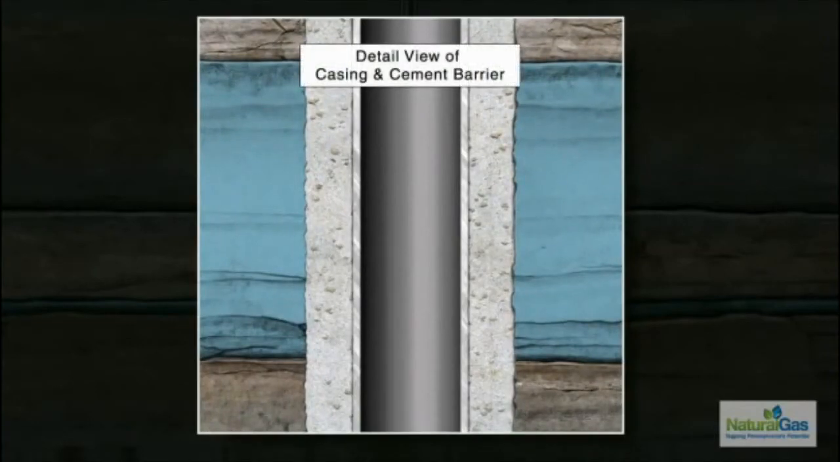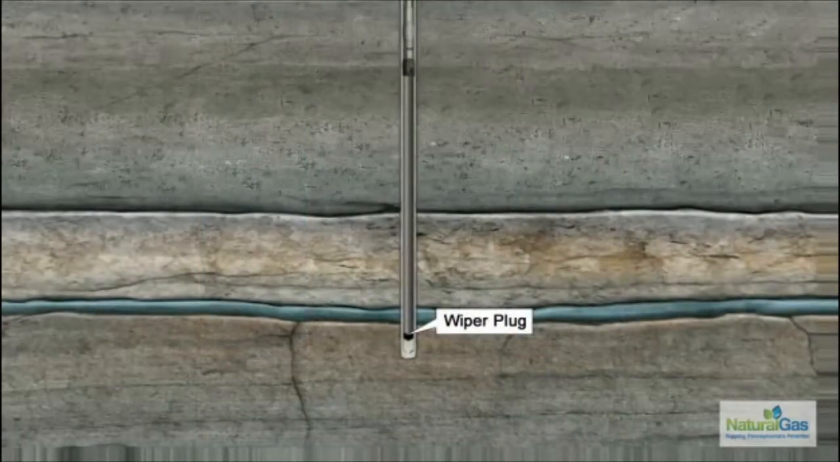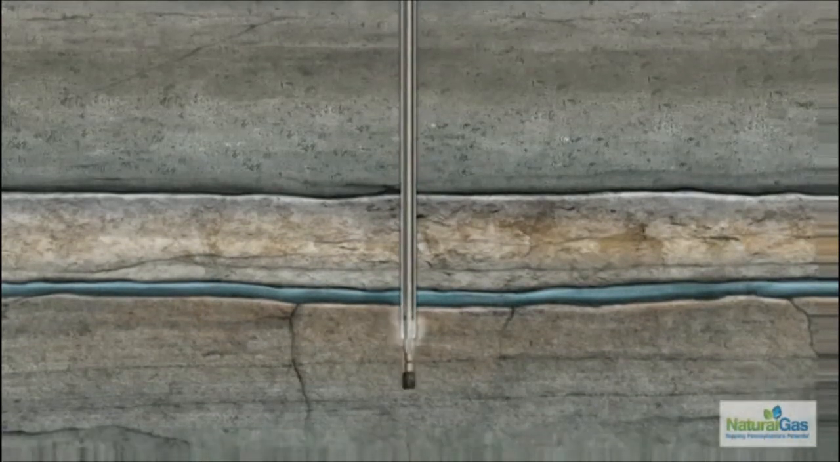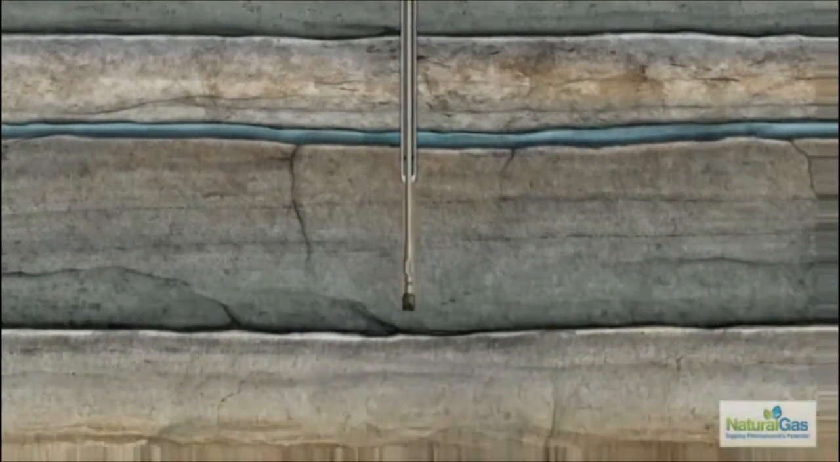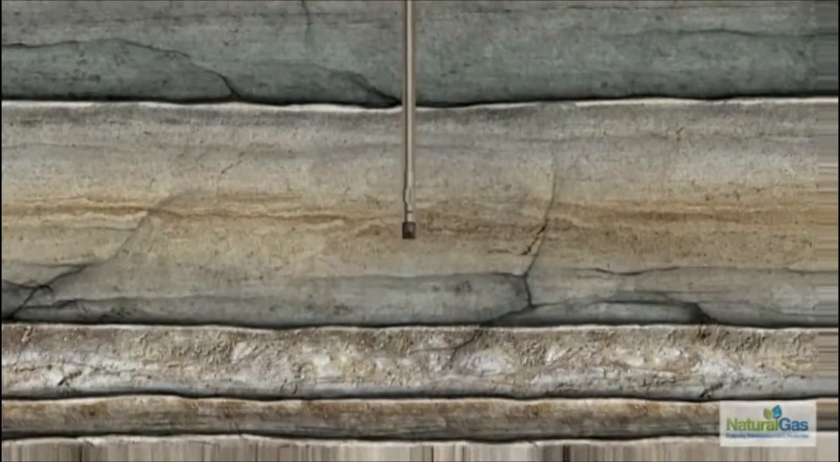The cementing process prevents any contamination of the freshwater aquifers. The pipe and bit are lowered back down the hole to drill through the plug and cement, and continue the vertical section of the well to approximately 500 feet above the planned horizontal leg.